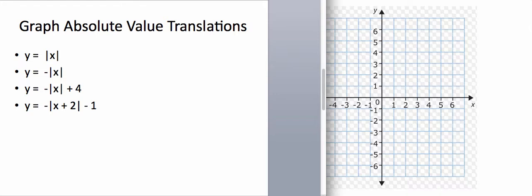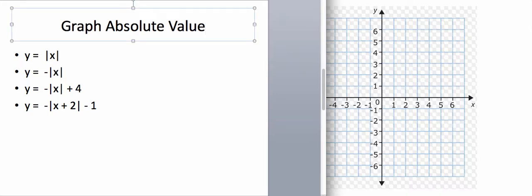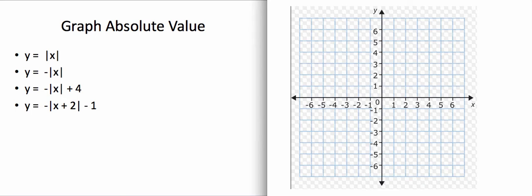So let's take a look at graphing absolute values and graphing the reflections there. We're going to start off with our base absolute value graph, which we should know by now, hopefully, is just the V that goes up 1 over 1 on each side of our graph, like so.